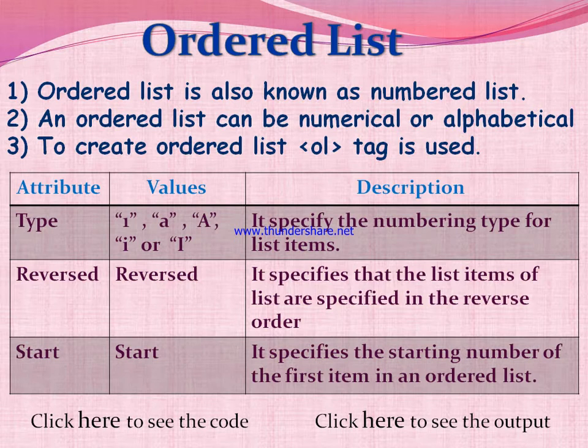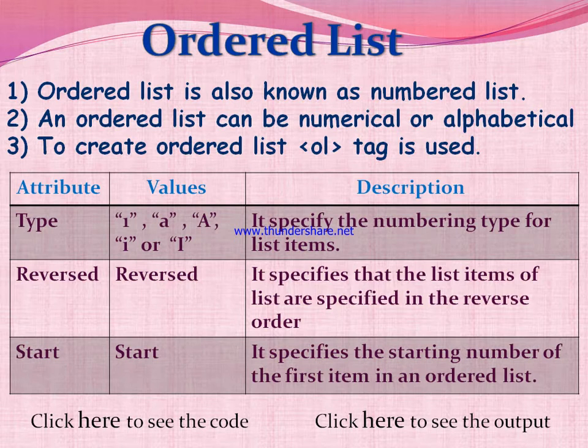Now the second attribute of the OL tag is reversed. What is the meaning of reversed? As we know, it is a standalone attribute. Standalone means it doesn't take any kind of value. It is written as reversed only. It specifies that the list items of the list are in reverse order.